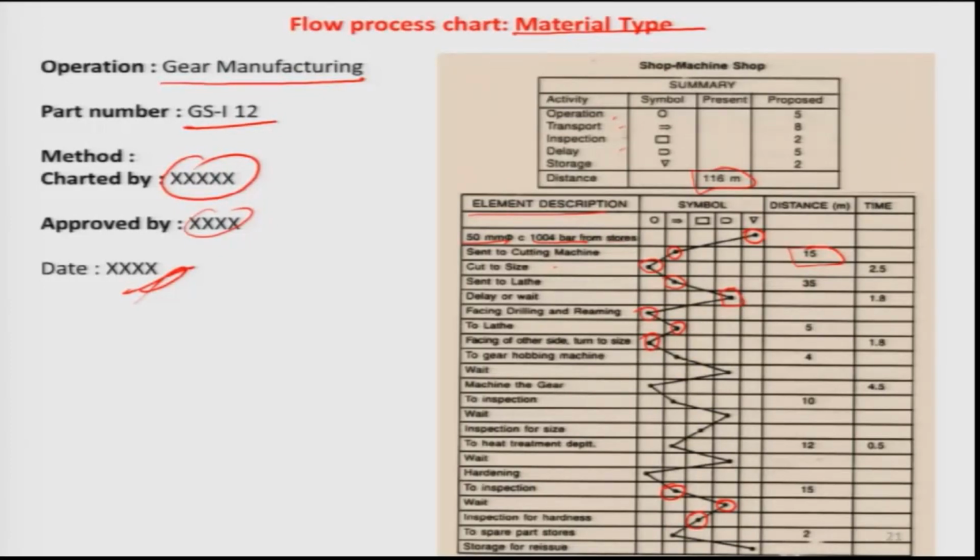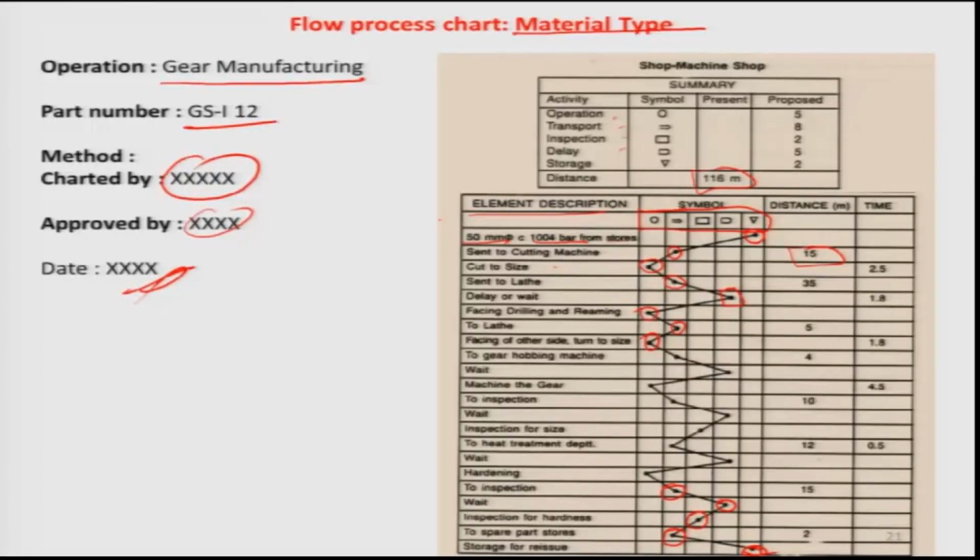Okay, to the spare part stores, that is transportation, and storage for reuse. Either for reuse or for selling. So this is the material type flow process chart. Here you can see you have taken all the symbols to make a chart for gear manufacturing.